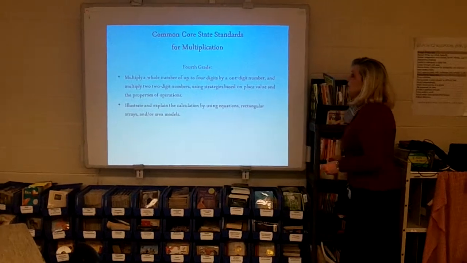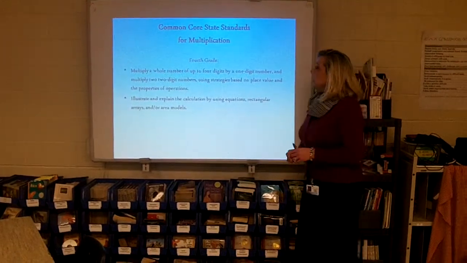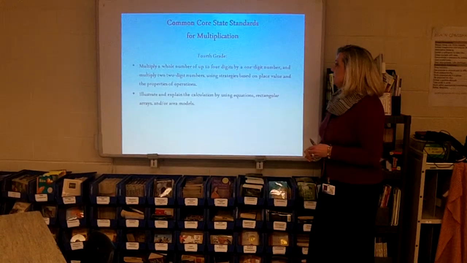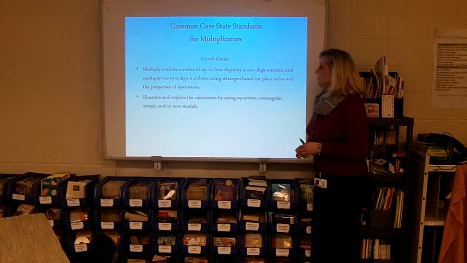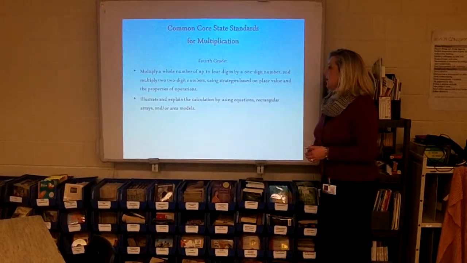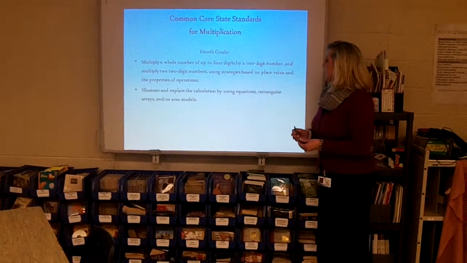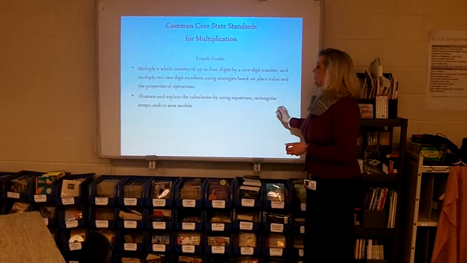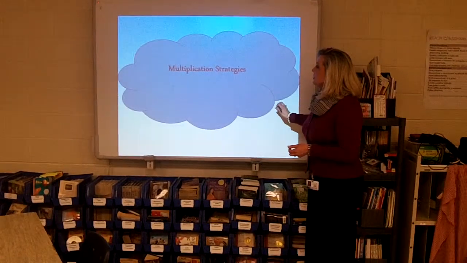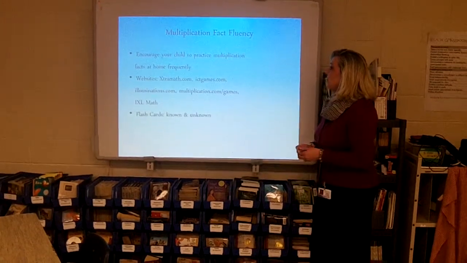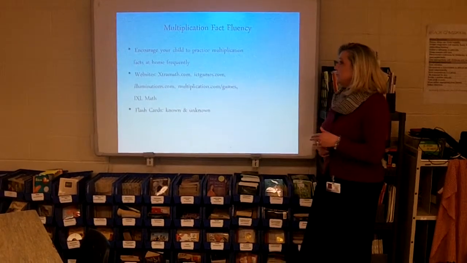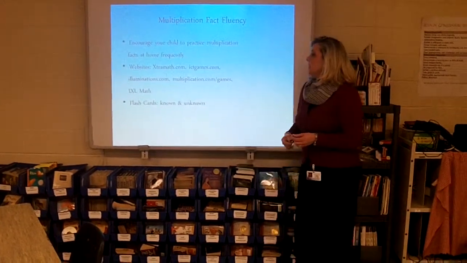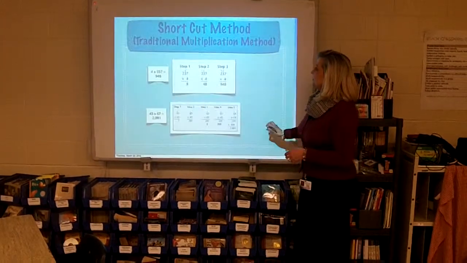The Common Core standards for multiplication in 4th grade is that students can multiply a whole number of up to 4 digits by a 1-digit number and multiply two 2-digit numbers using strategies based on place value and properties of operations, and then also be able to illustrate and explain the calculation by using equations, rectangular arrays, and or area models. So some multiplication strategies for 4th grade, or for fact fluency, is encourage your child to practice multiplication facts at home, and then these are some websites that you could go to that they could do some extra practice on the computer.